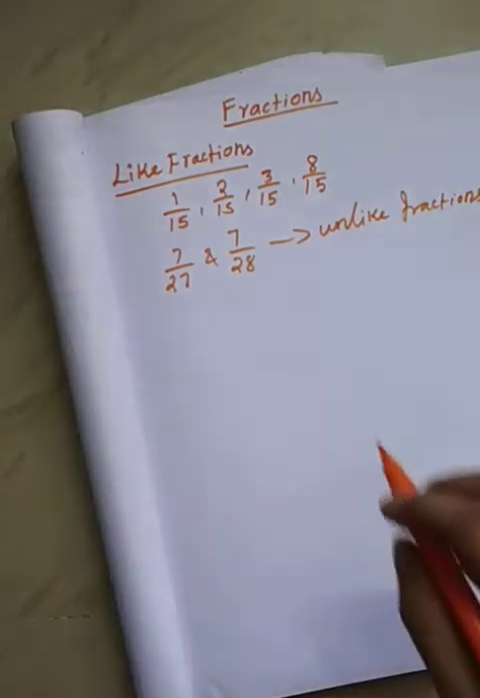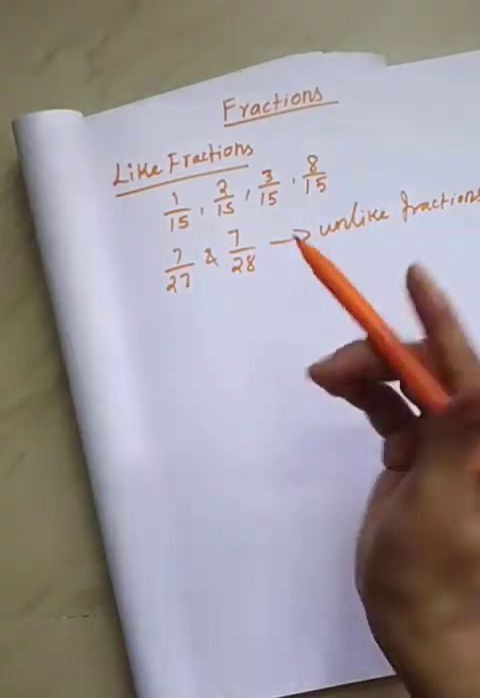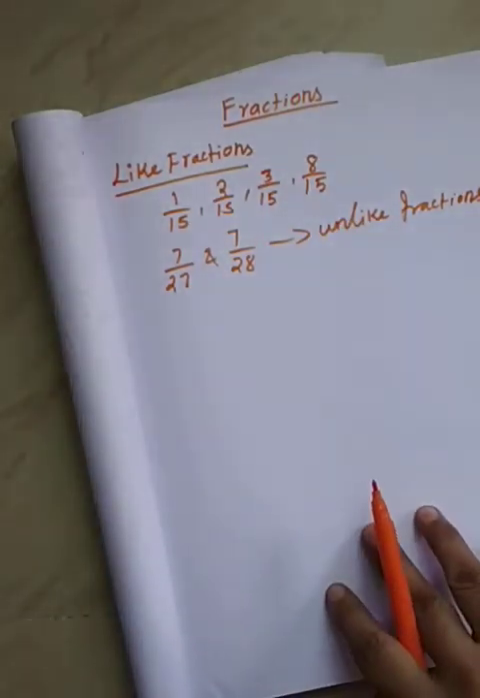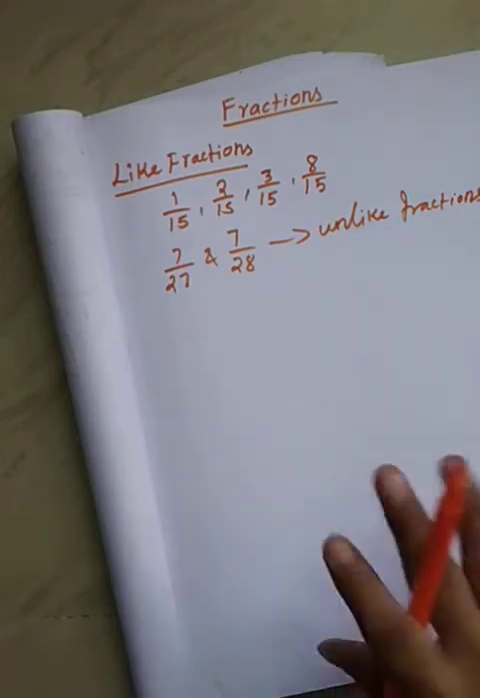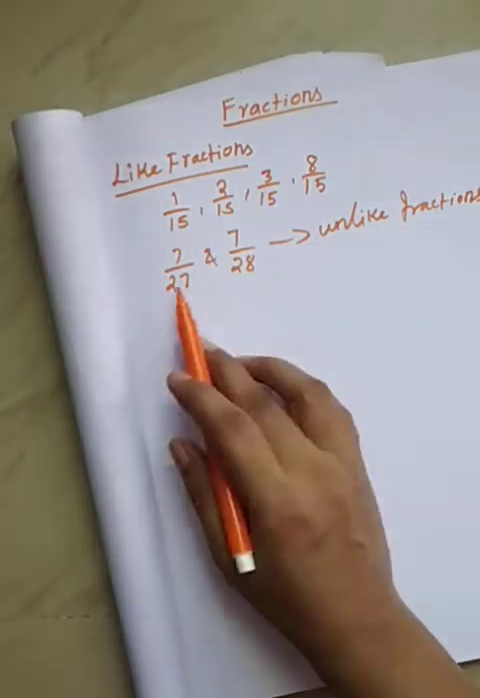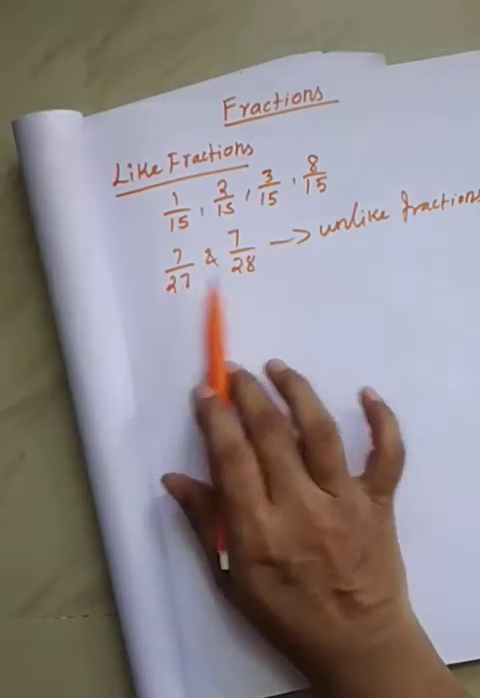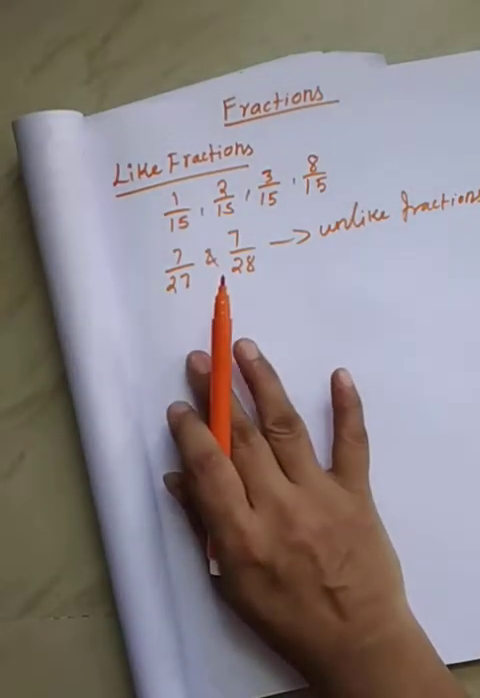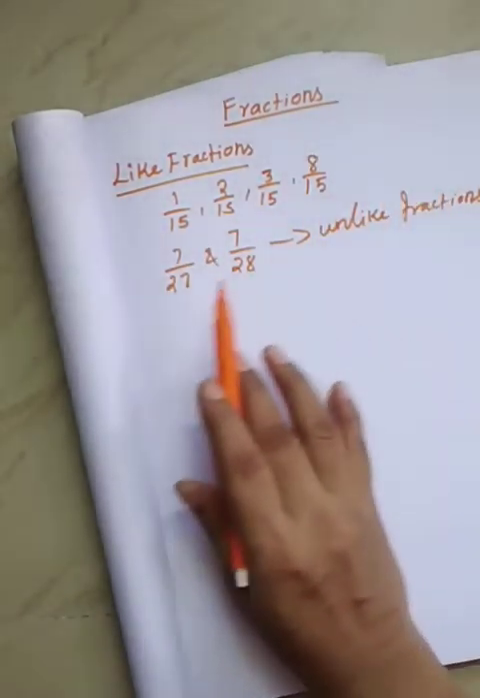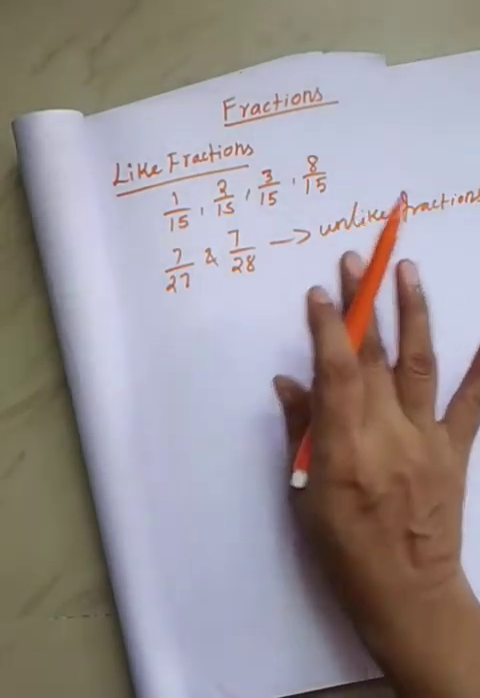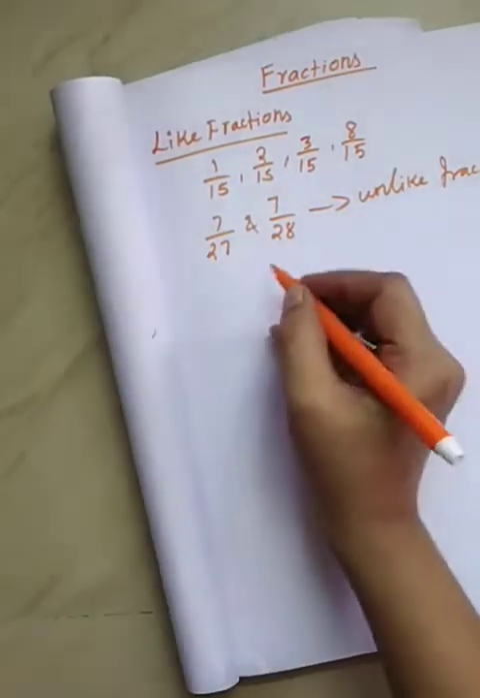So, a fraction with the same denominators is called like fractions. Fractions with not the same denominator, that means the denominators are different. See this example, the denominators are different, so this is called unlike fractions. Denominator same means like fraction. Denominator different means unlike fraction. Okay. Now see comparing fractions.